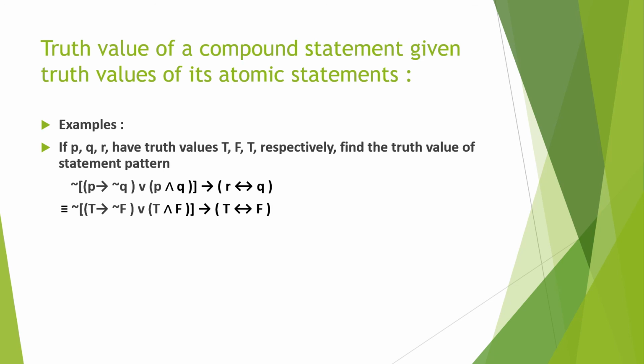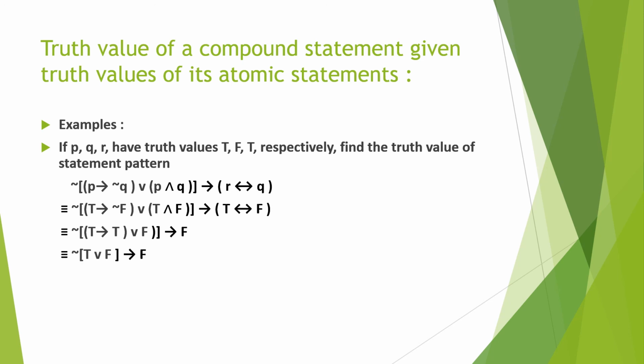So we get negation of T implies negation F is T, or the round bracket is T and F. So one of the statements is false, so it is false, and implies the last round bracket is T if and only if F. For if and only if, if both the statements have same truth values, it is T, and if both have different truth values, it is F. So here both have different truth values, so that's why it is F.